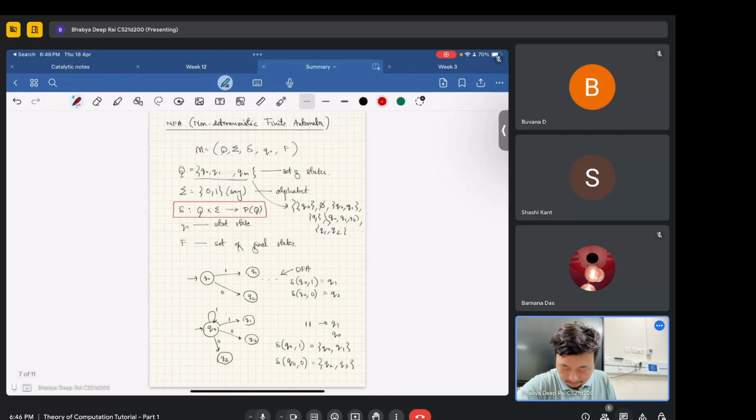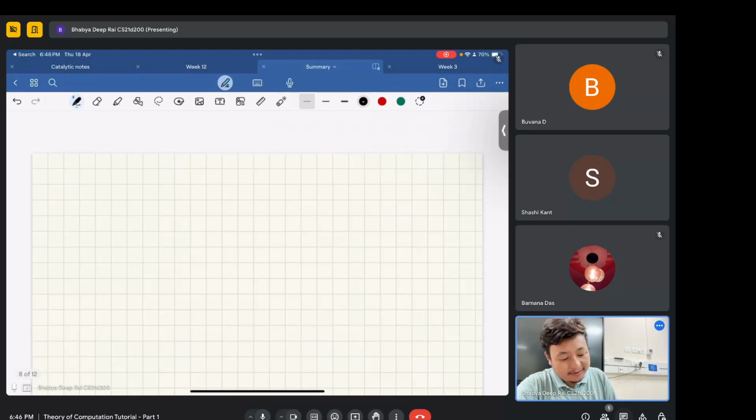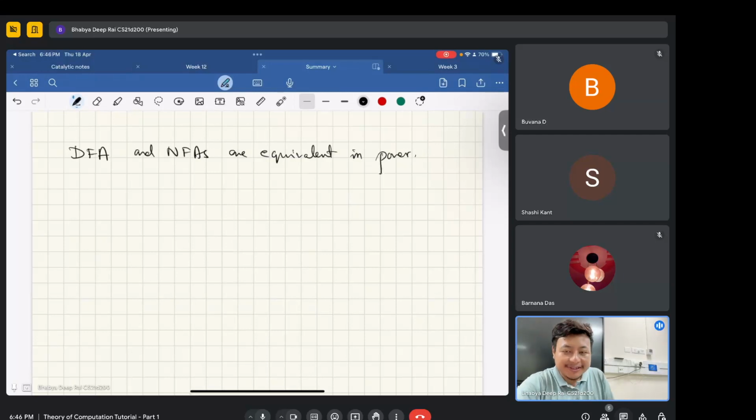Now, quickly, DFAs and NFAs are equivalent in power. Okay, what does that mean? DFAs compute regular languages exactly. They cannot compute something stronger, or weaker. And same with NFAs.